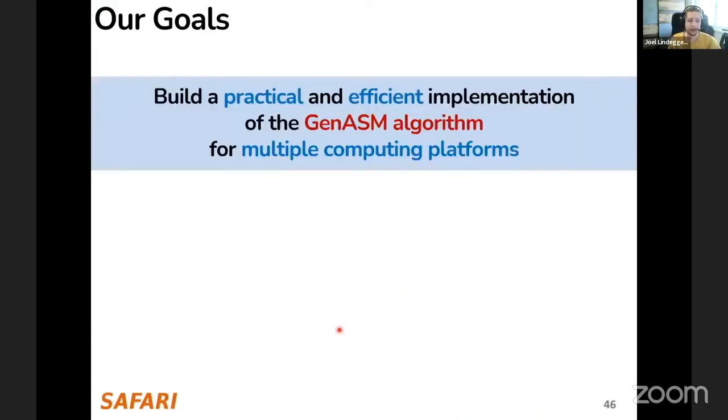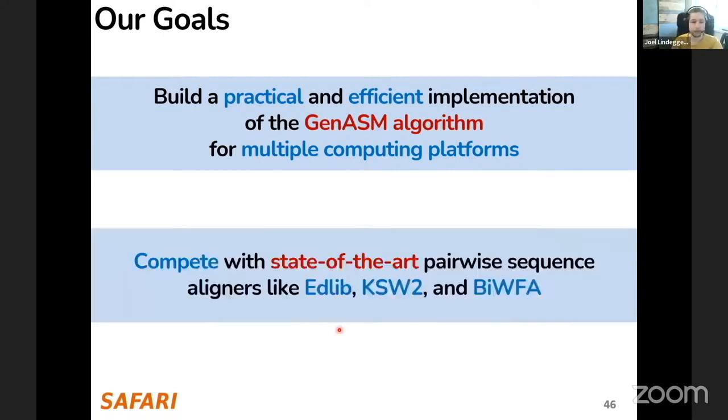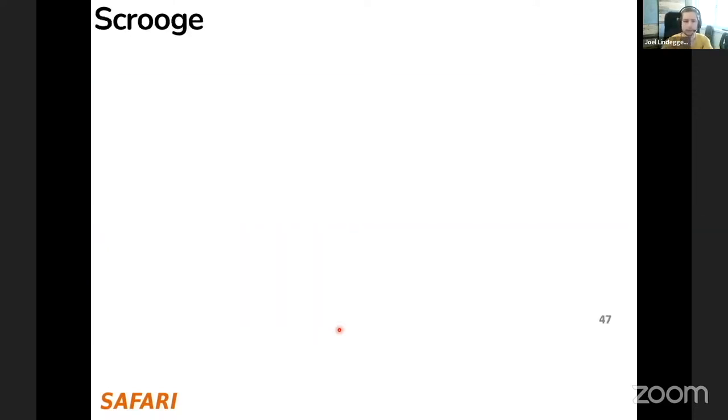And here, our goal was to build a practical and efficient implementation of the GenASM algorithm for multiple computing platforms. Before, we just had ASIC, and we want to compete with state-of-the-art pairwise sequence aligners like EDLib, KSW2, and BiWFA on all of these computing platforms.